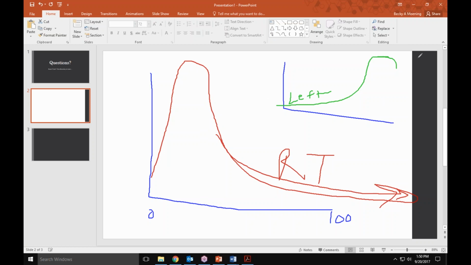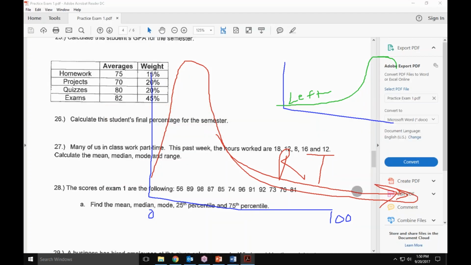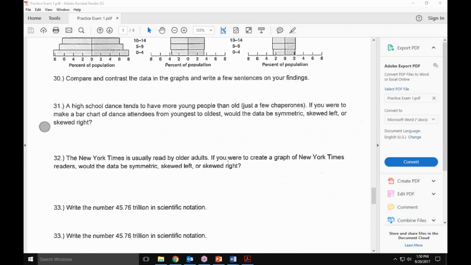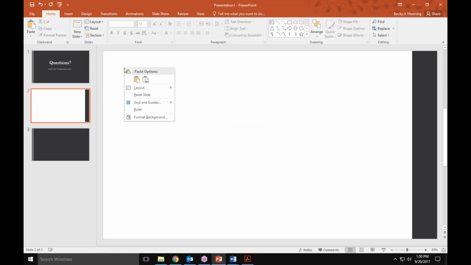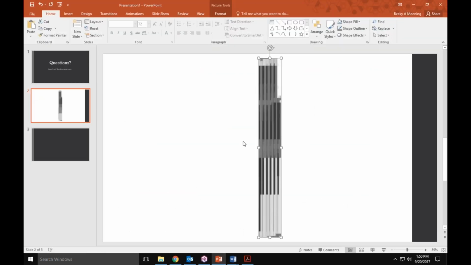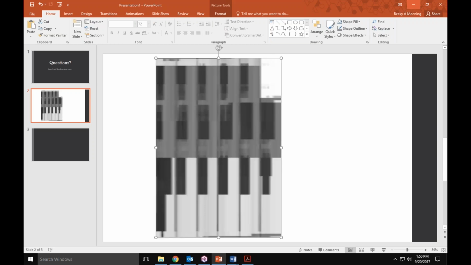Yep, 34. Okay. All right. So, based on this information, has minimum wage increased more or less than the rate of inflation? This is where you're going to have to play the what if game. So the answer to that is no.